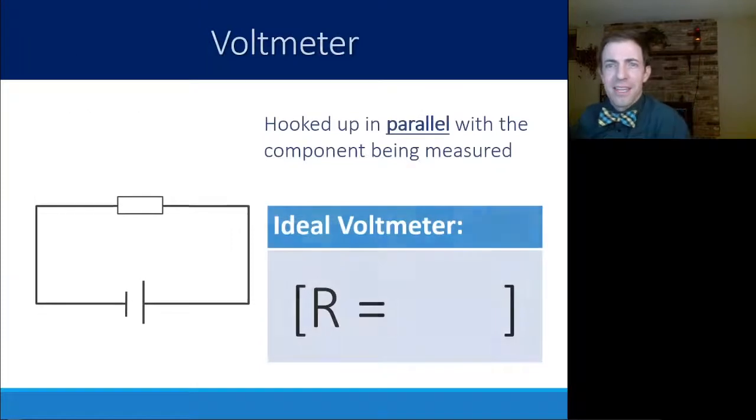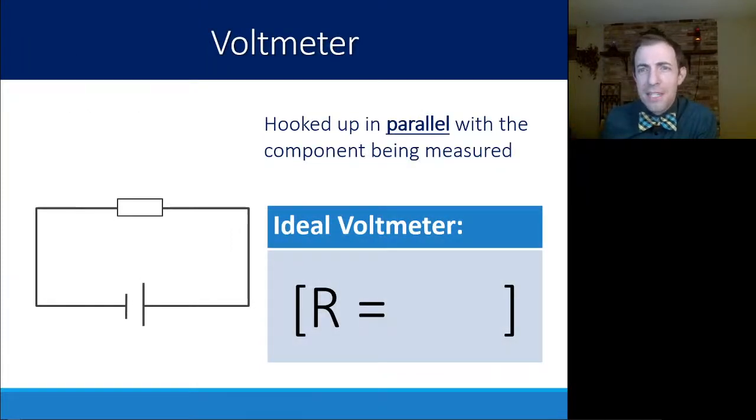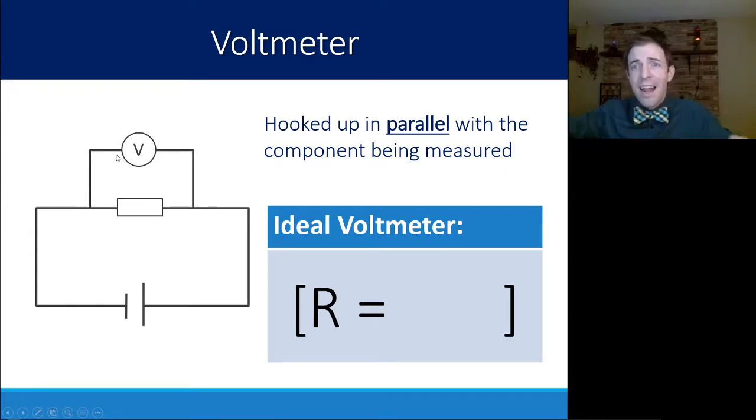Let's flip gears and talk about what this means for a voltmeter. A voltmeter, again, is hooked up in parallel with a component being measured. If I wanted to know the potential difference across this resistor, I basically connect two leads, one on either side of the resistor, so the voltmeter is measuring the difference from one side of that resistor to the other.